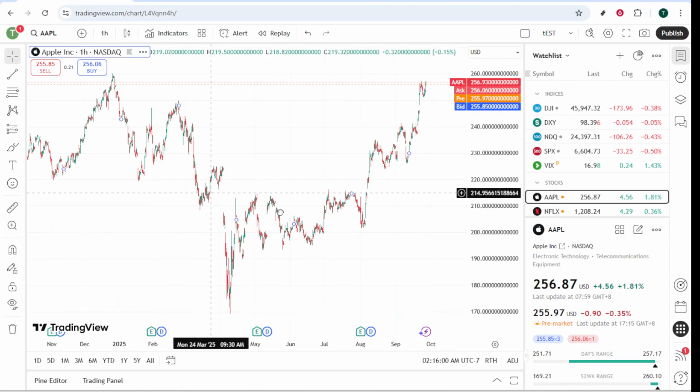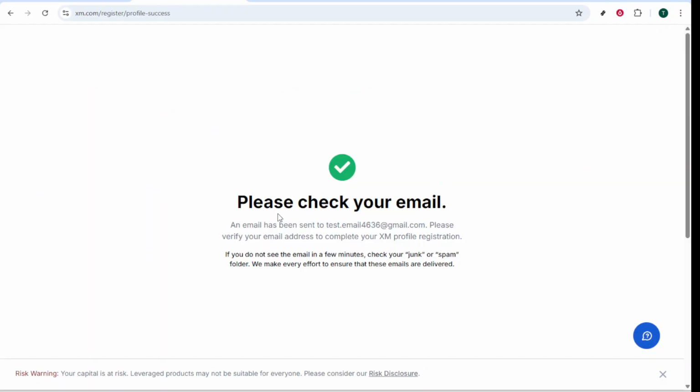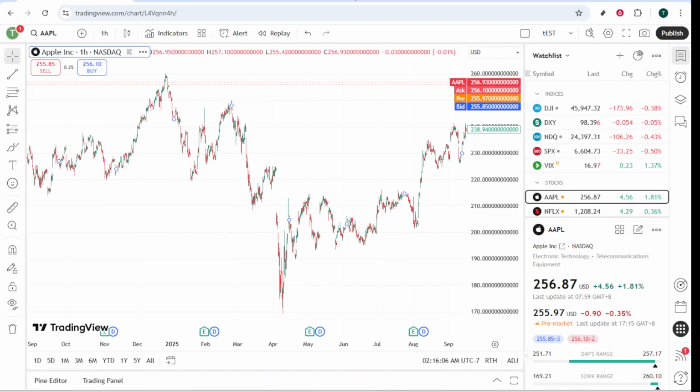Starting off, if you haven't done so already, the first step is to open an account with XM. You'll need to go through the usual registration process, filling out your details, and completing the necessary steps to get your account up and running. This involves verifying your identity and loading your account with funds as suited to your trading plan.